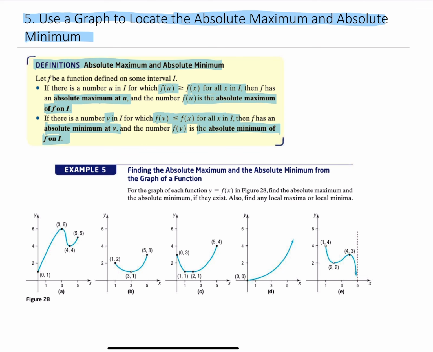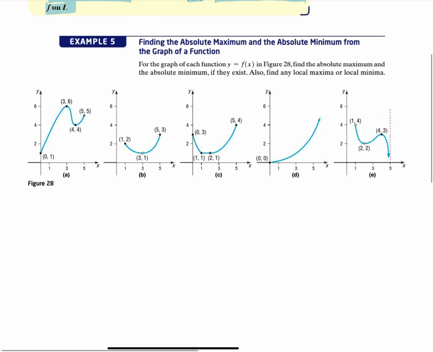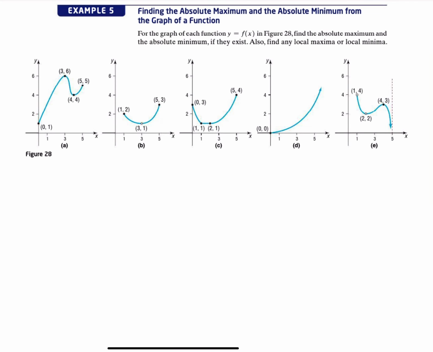So let's look at a few of these graphs and try to determine what we've got. They give us a series of graphs. It says to find the absolute maximum and the absolute minimum if they exist. And then also to locate any local maxima and minima. So let's go through one at a time. Looking at our first one.